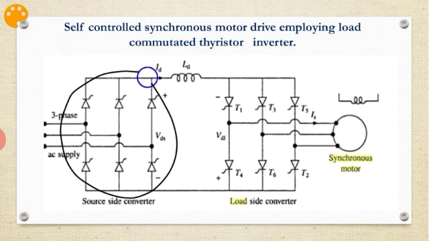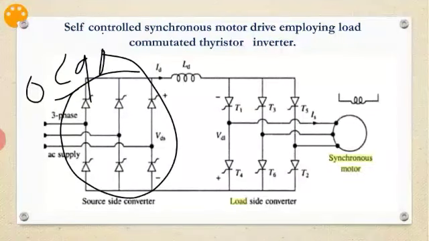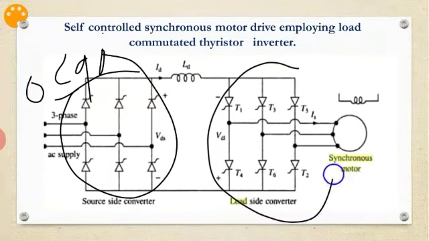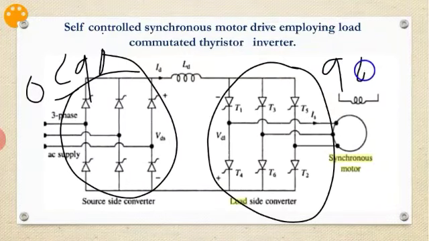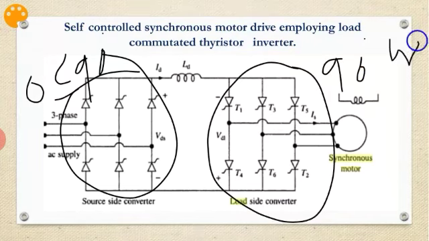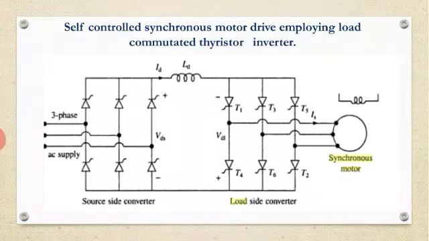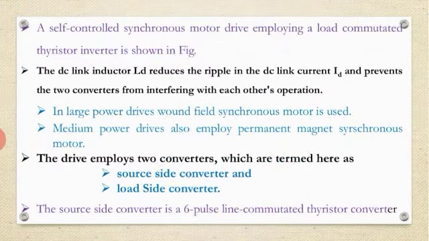This converter acts as a controlled rectifier because its firing angle is 0 to less than or equal to 90 degrees. The load side converter acts as an inverter, with the firing angle alpha between 90 and 180 degrees. So, the points I have already discussed, let us overview once.